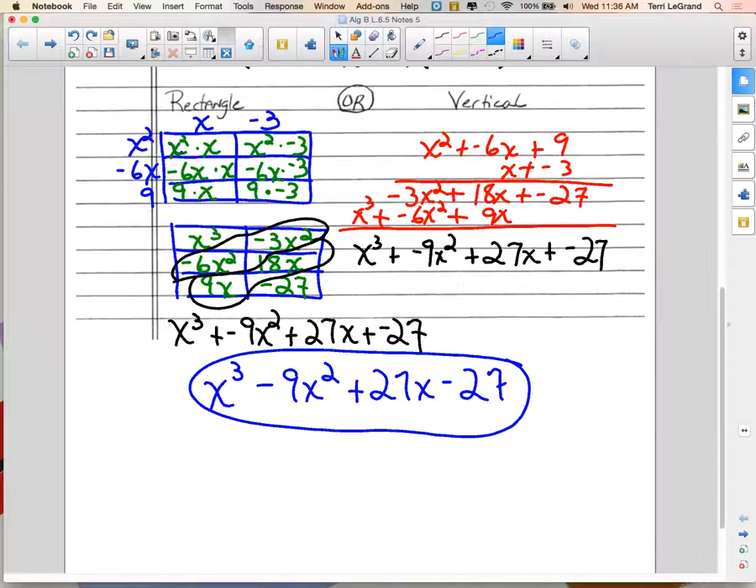Okay, in college algebra someday, they're going to teach you how to factor that. They're going to teach you how to take a polynomial like x cubed minus 9x squared plus 27x minus 27 and get it back to what it started with as a multiplication problem. We don't have to do that in the next chapter. But remember, we are going to learn how to unmultiply, get it back to its multiplication problem.